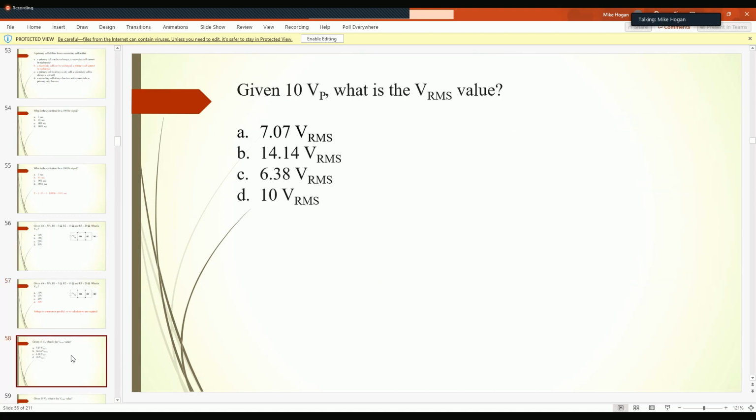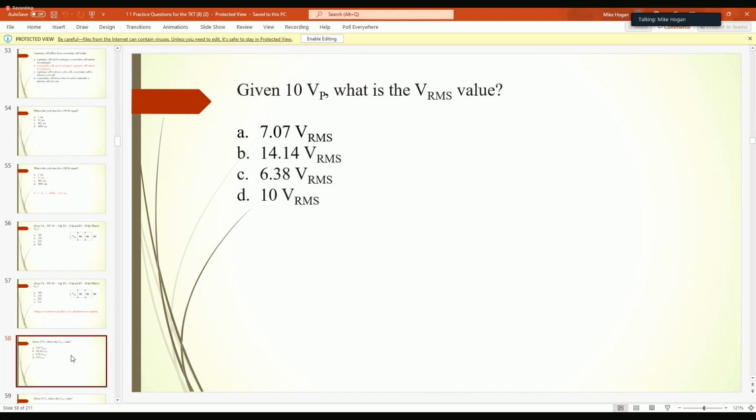All right. This is a little tricky. Not sure if you remember some of the values here. Given 10 volts, what is VP? What does that mean? Voltage peak. Yeah, absolutely. Given 10 volts peak, what is the voltage RMS value? Remember, RMS was really what our meter is going to read, that root mean square. What was that? 7.07. Absolutely.